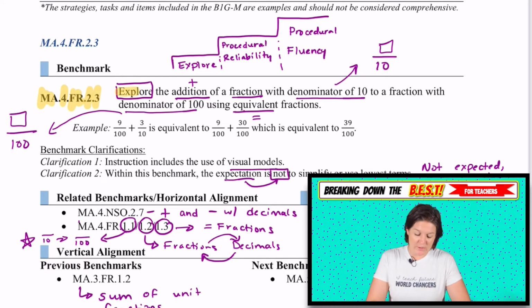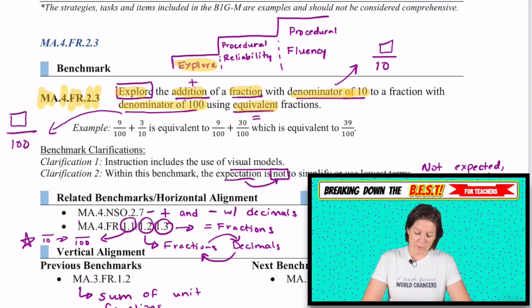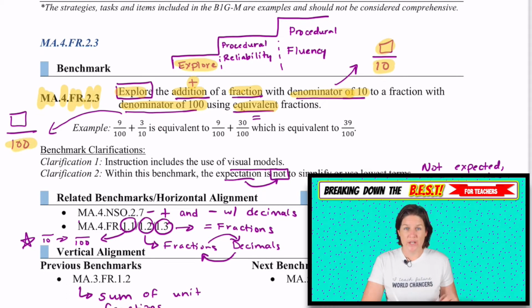Today's standard is MA.4.FR.2.3 and it says to explore the addition of a fraction with a denominator of 10 to a fraction with the denominator of 100 using equivalent fractions. Okay, explore, what does that mean? That means we're at the very beginning stages. Lots of models, really taking time to understand what mathematically is happening here. And we're focusing on adding, so notice there's no subtracting here. Explore the addition of a fraction where we have a denominator of 10, it could be any numerator really, with a fraction where the denominator is 100 using equivalent fractions, so equal fractions.